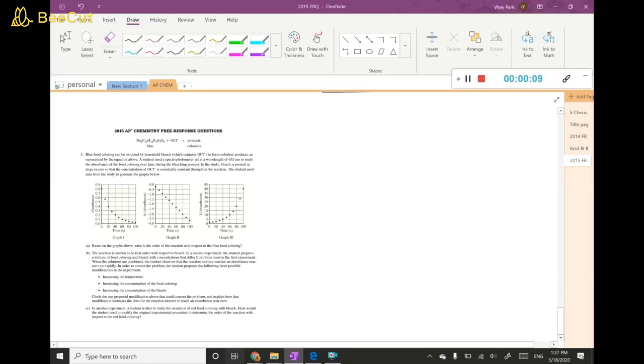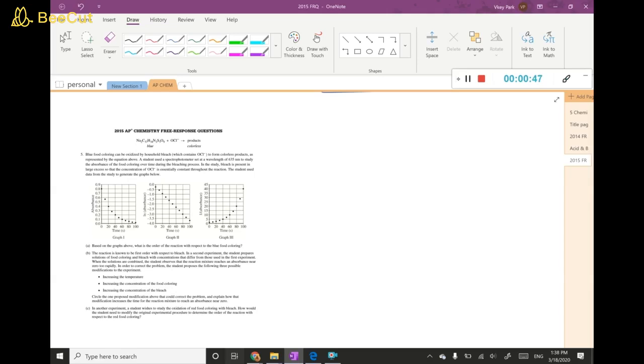So question number 5 says, they give you an equation and its products are being produced, going from blue to colorless. So blue food coloring can be oxidized by household bleach, which contains OCl-, to form colorless products as represented by the equation above. A student used a spectrophotometer set at a wavelength of 635 nanometers to study the absorbance of the food coloring over time during the bleaching process. In the study, bleach is present in large excess so that the concentration of OCl- is essentially constant throughout the reaction. The student used data from the study to generate the graphs below.